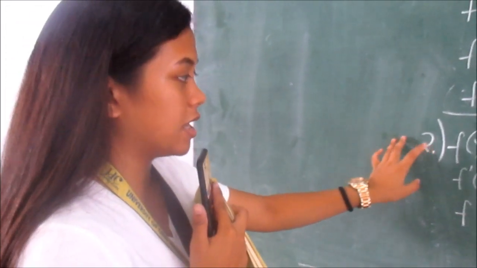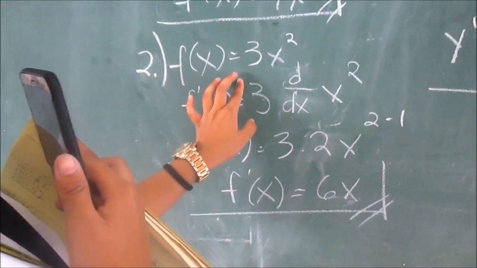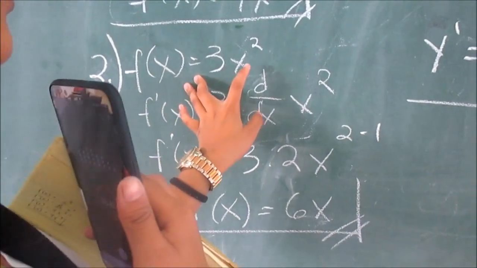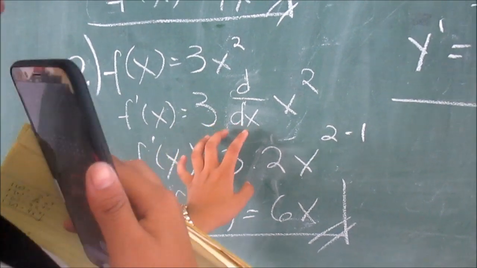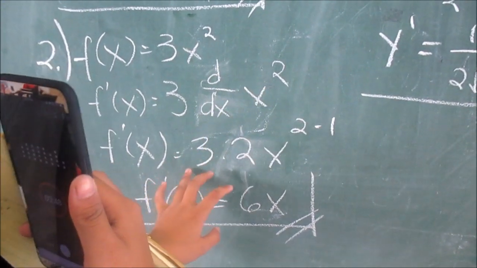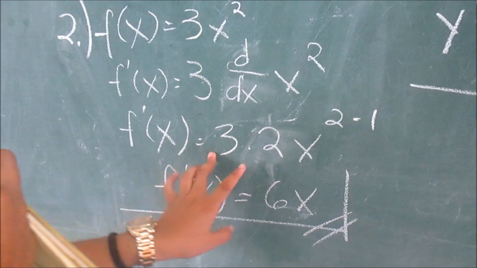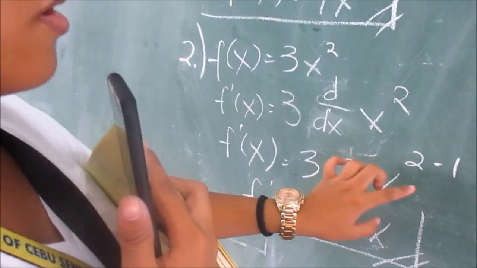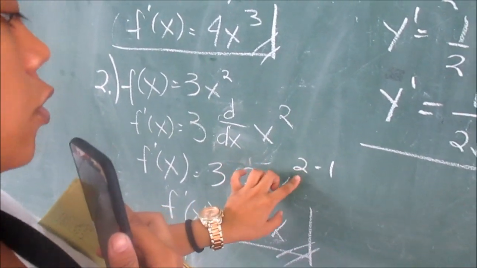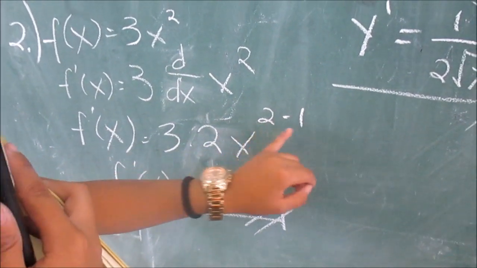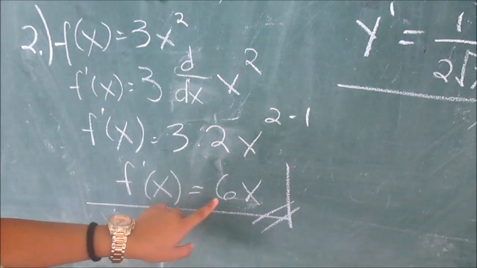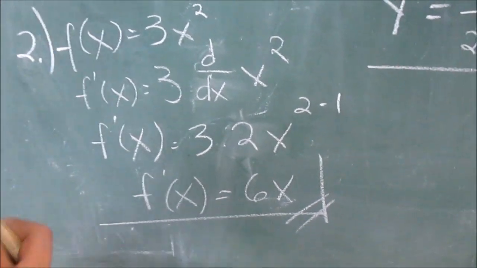The second example is f of x is equals to 3x squared. So the derivative of 3x squared is 3 times 2x raised to the power of 2 minus 1. So 3 times 2 is 6. 2 minus 1 is 1. So 6x is the final answer.